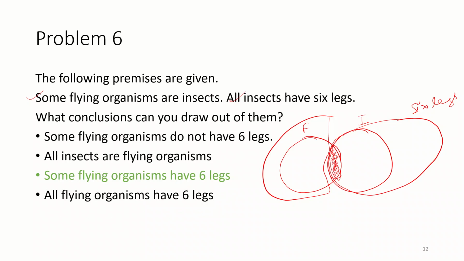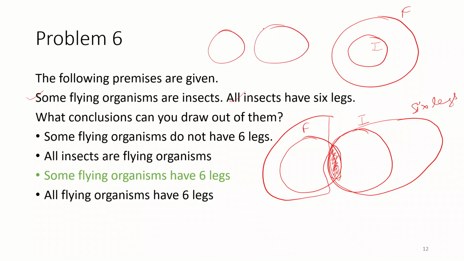The thing is, they have not told that all flying organisms are insects. If they had told that all flying organisms are insects, then we could have gotten something like this, and it would have been correct. Or essentially, if all organisms were out, like this. They have told some, and they have not told that all the organisms are there. So that's why.